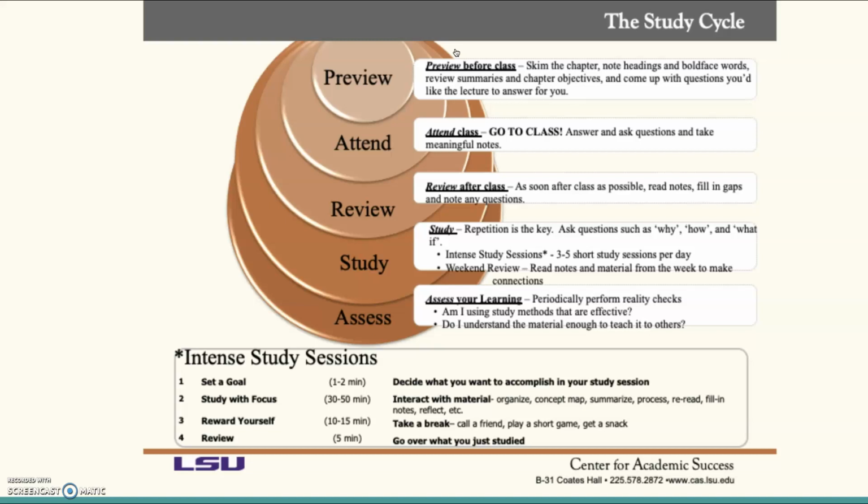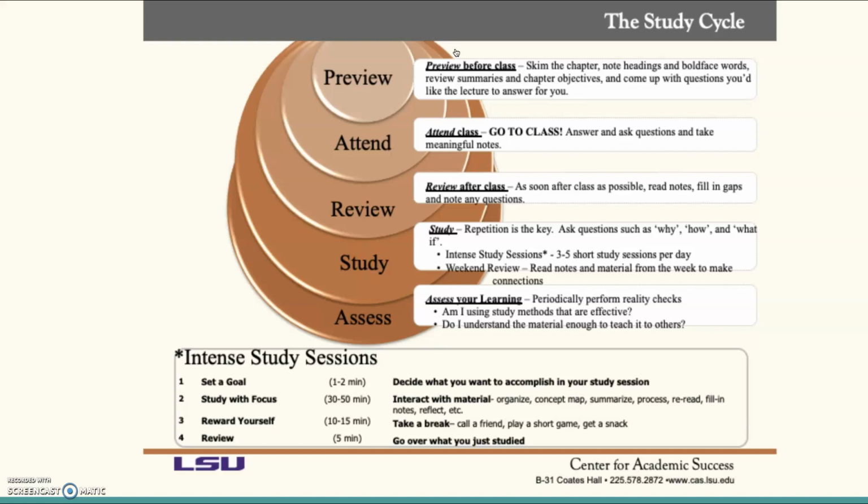And I really liked the fact that you're talking to your tutees about doing short, intense study sessions 3 to 5 times throughout the day. The more they're interacting with the material, the more I think that's going to be beneficial for them as well. So awesome. Thank you so much for sharing that.